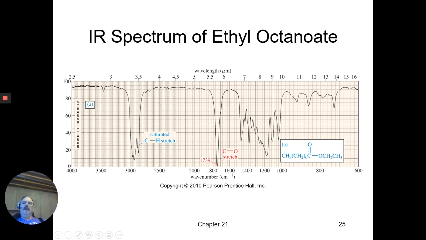Okay, so here we have ethyl octanoate, which is an ester. The carboxylic acid portion has 8 carbons. The carbonyl stretch shows up at 1739. That's the most significant. We do have a couple of CO single bond stretches. This is often unreliable because this region of the spectrum is usually complicated. The only other feature of this would be the saturated CH stretch.